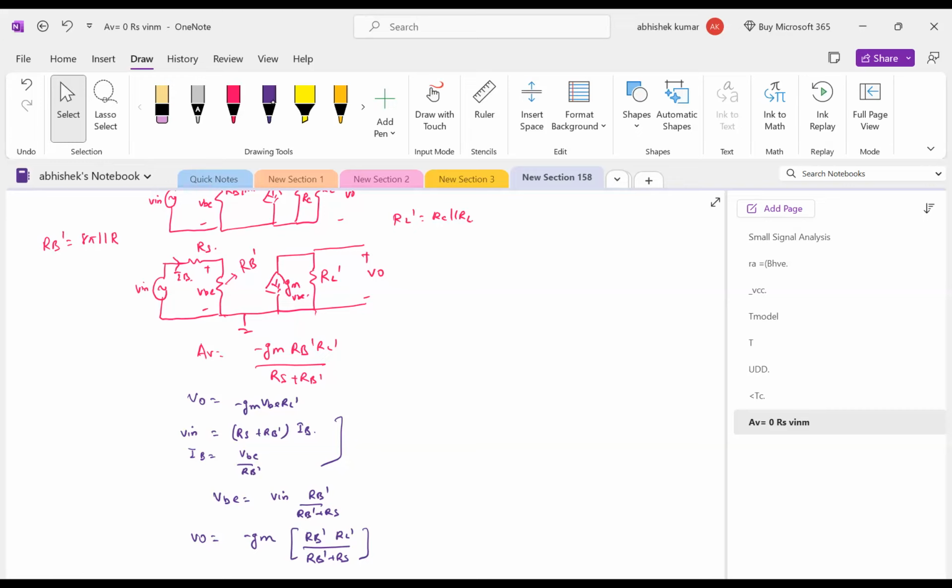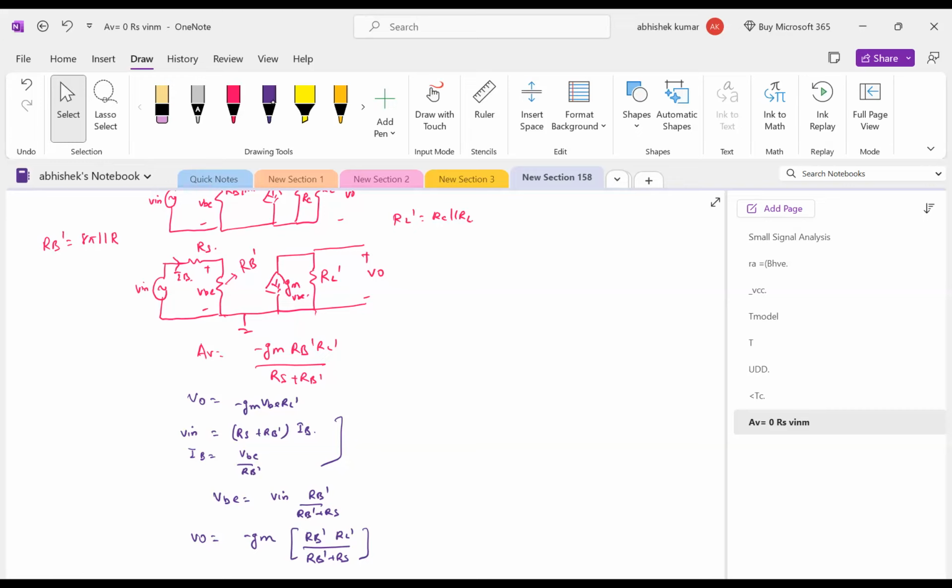Actually, sir, go ahead. Using current division, I output will be gmVbe times Rc divided by Rc plus RL. Why gmVbe, sir? gmVb is a current source, right? So gmVb is also flowing there. If I take gmVb in the negative direction, it will be minus gmVb. If minus gmVb is a current source, we have two resistors connected in parallel.